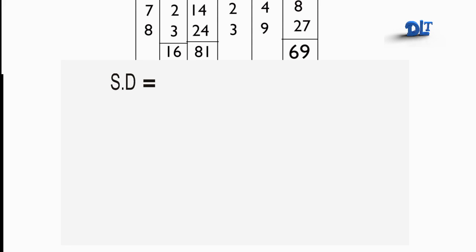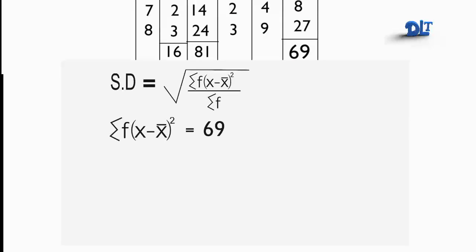Standard deviation is equal to the square root of summation f times x minus x bar raised to power 2, divide by summation f. Summation f times x minus x bar raised to power 2 is 69, while summation f is 16. So, standard deviation now is equal to square root of 69 divided by 16.